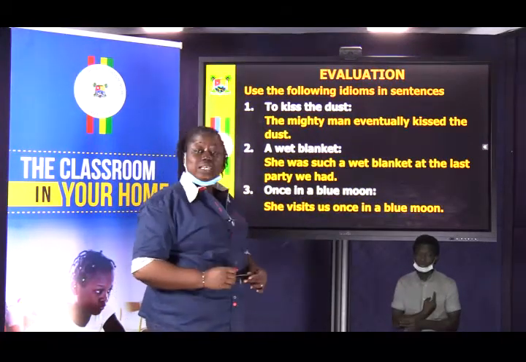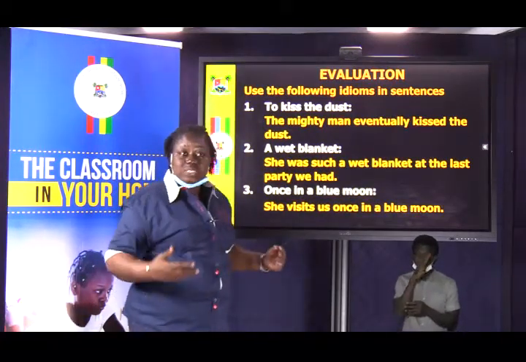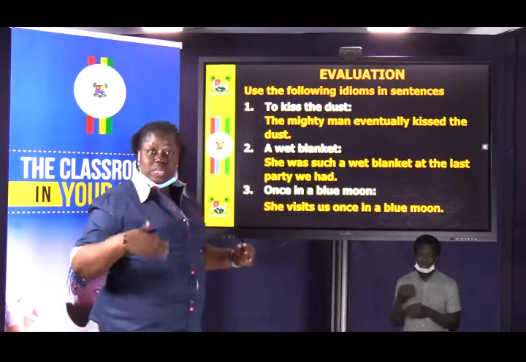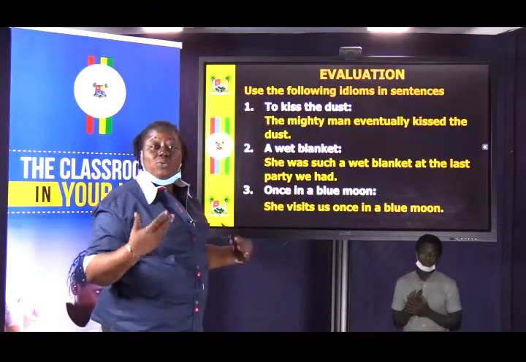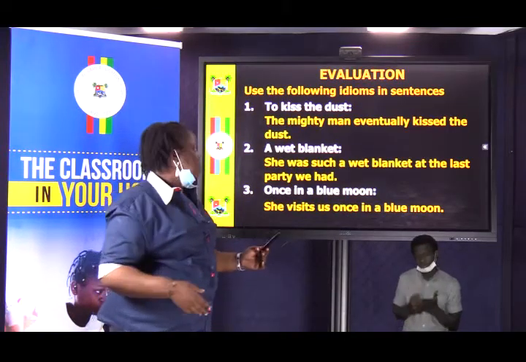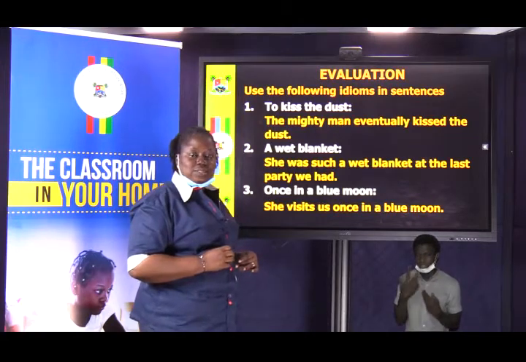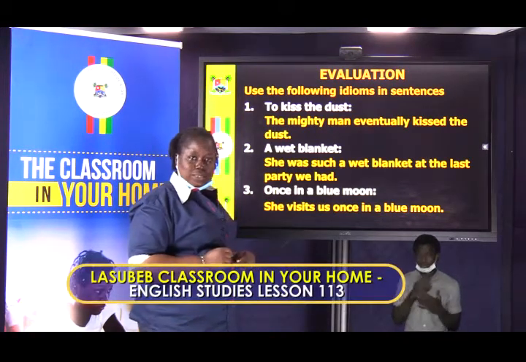She visits us once in a blue moon. That means she doesn't visit us every day. It is once in a blue moon. It is on rare occasions, not all the time. So we have the three sentences. Did you have something close to that?